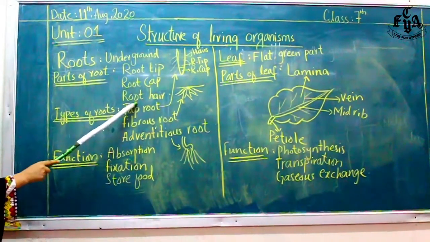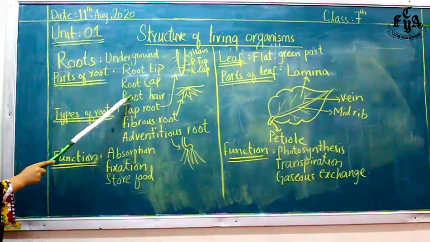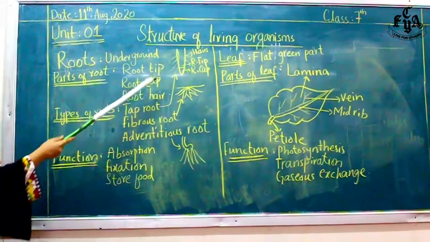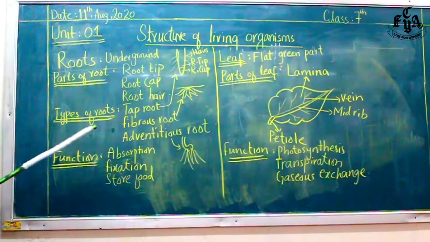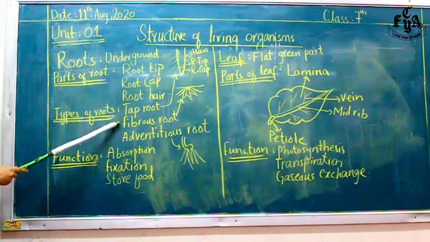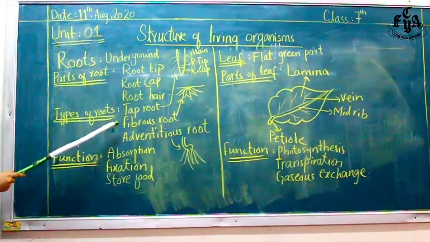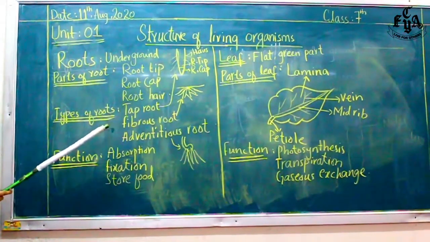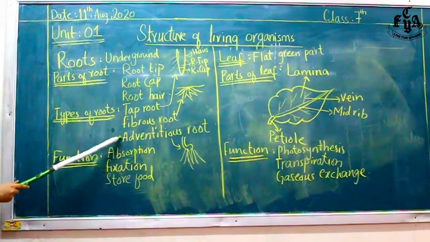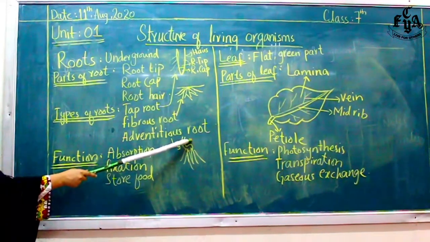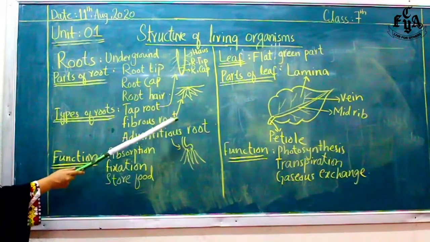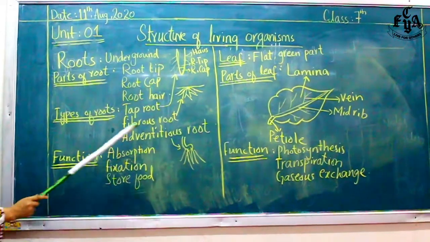Taproot has one main thick root from which the branch roots arise, and the example is radish and carrot. Fibrous root is that type of root in which the roots will arise at the same time, and mainly all of them will have the same length and size. Adventitious root has the example of sugar cane, in which the root arises from the stem, not from any other part, it will arise from the stem.